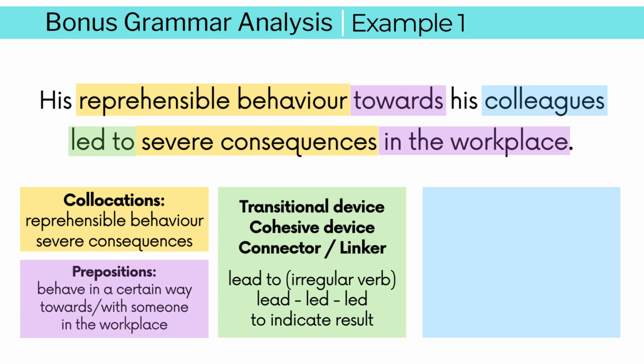So take a look at that green phrase that I've highlighted, led to. This is an irregular verb. It's the verb lead. And it's being used here as a transitional device or a cohesive device. You might hear them called connectors or linkers. So it's focusing on the cause and effect relationship. It's indicating the result. So step one is his reprehensible behavior, and then the result of that, we've got severe consequences. And I know that because of that linking device.